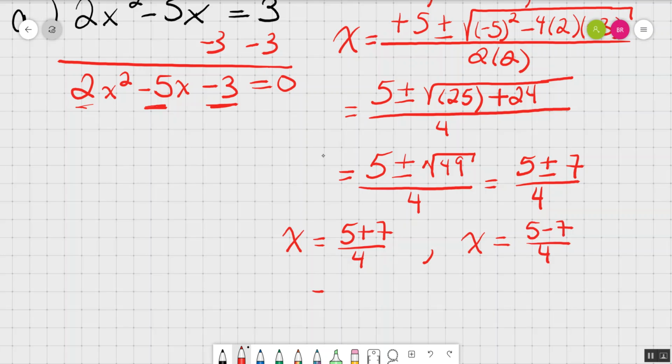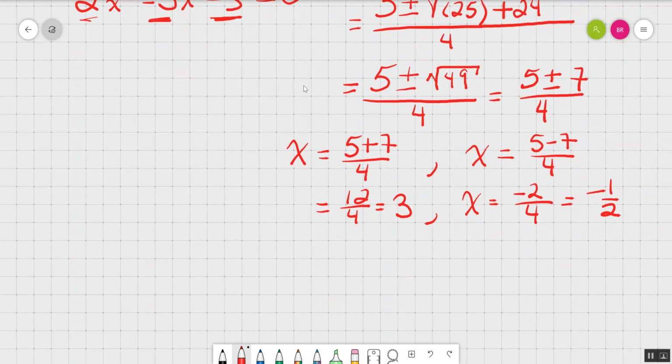So 5 plus 7 better give me a 12 over 4, totally a 3. And then 5 minus 7, negative 2 over 4, totally a negative 1/2. And that's it. We've got our two solutions. So if you wanted to, you could write this as a solution set, 3 comma negative 1/2, like we did at the beginning of class, but that's not really necessary. This is probably good enough. You've established what your two answers are.